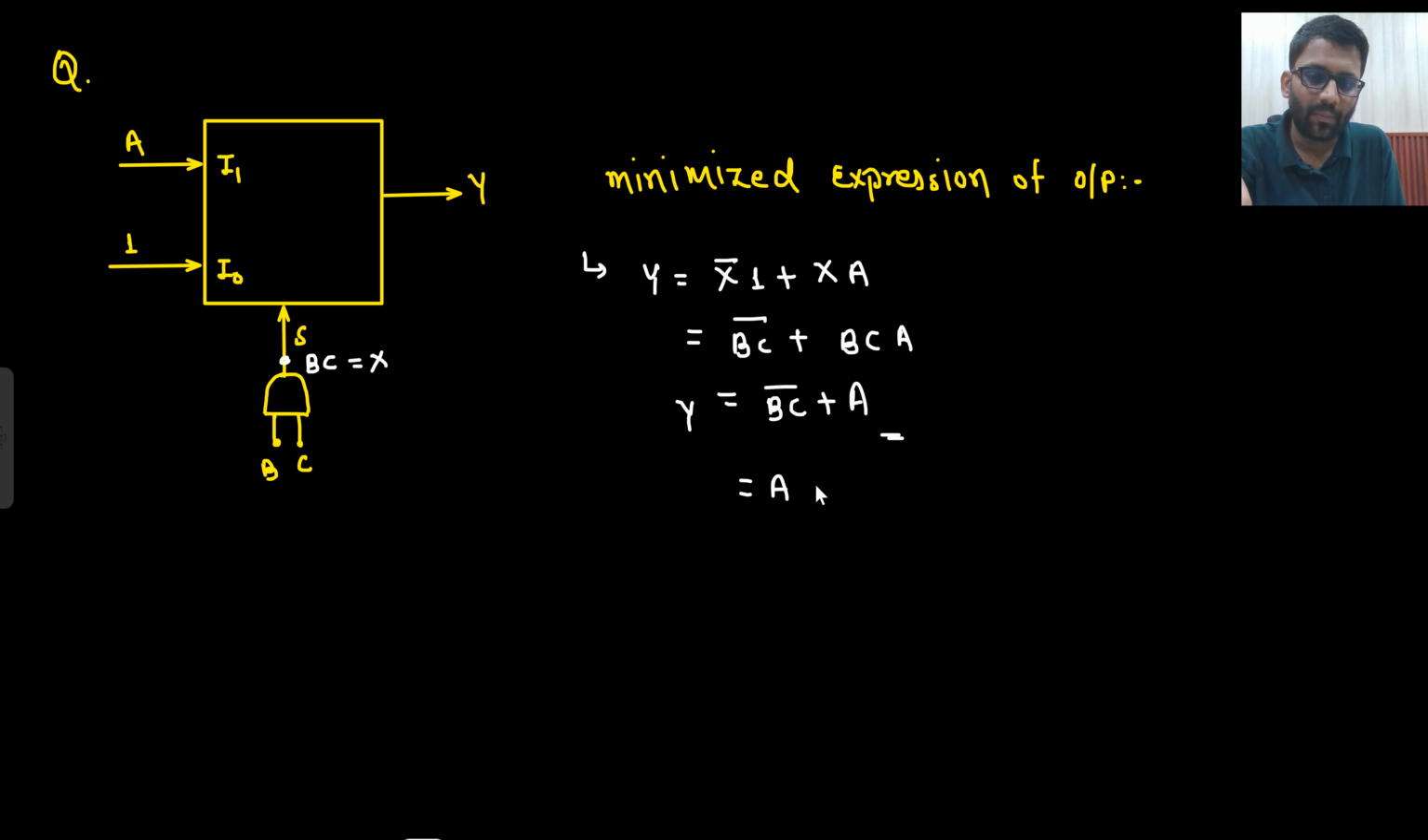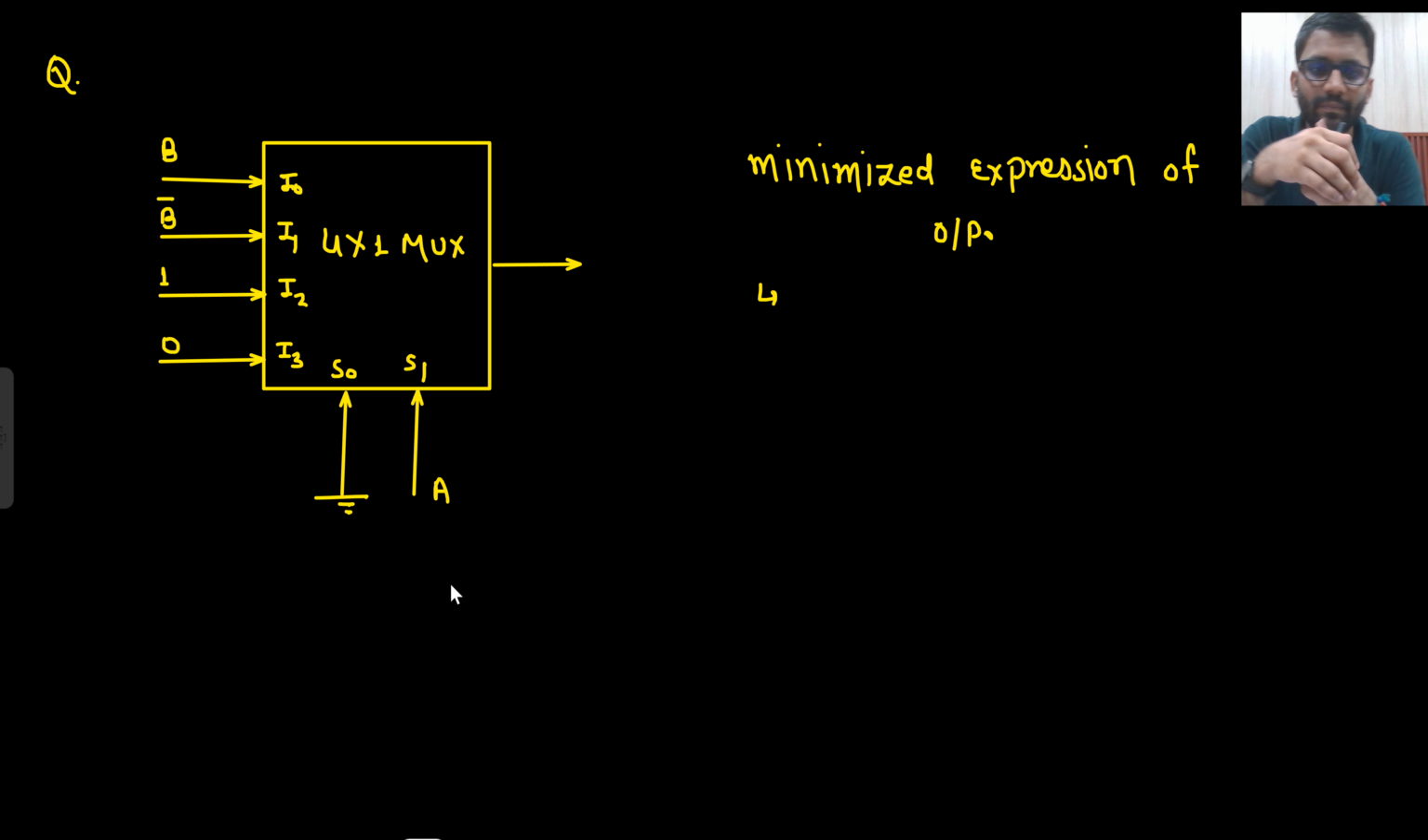Or it could be written as A plus B bar plus C bar. Are you getting this point? I hope you must have understood that if BC is not there, that means BC bar, then 1 would come. If BC is there, then A would come. So X bar plus XA can be written as X bar plus A. So that would be the answer, which is BC bar plus A, or it could be written as A plus B bar plus C bar. So that is the final answer. Let's move to the next one.